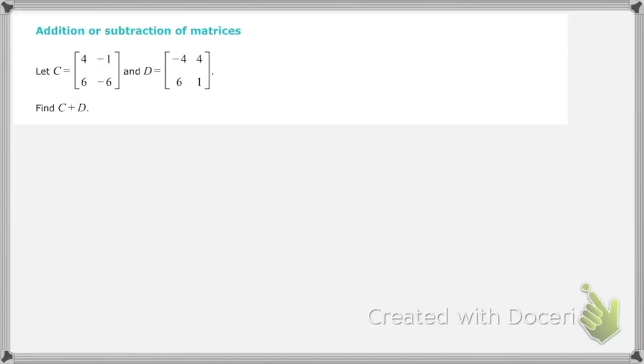Here's matrix addition. Matrix addition would be exactly what you think it would be. Here, I'm going to add each element. 4 plus -4 is 0. -1 plus 4 is 3. 6 plus 6, 12. -6 plus 1, -5. So matrix addition is exactly what you think it would be.